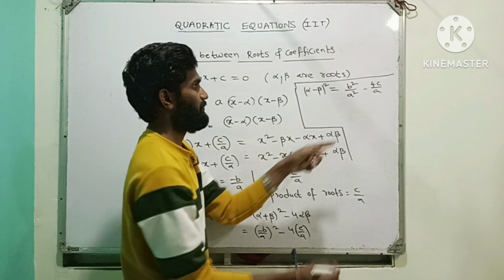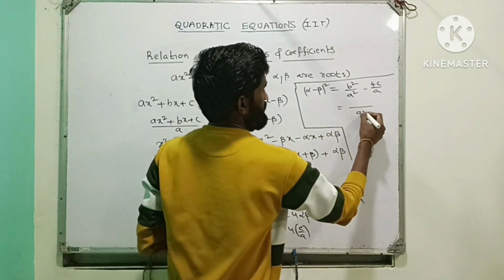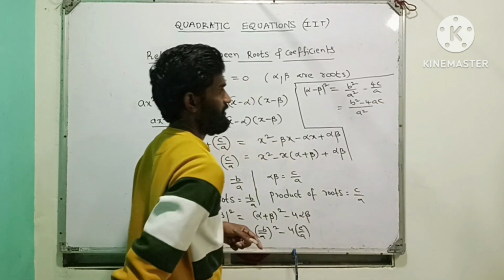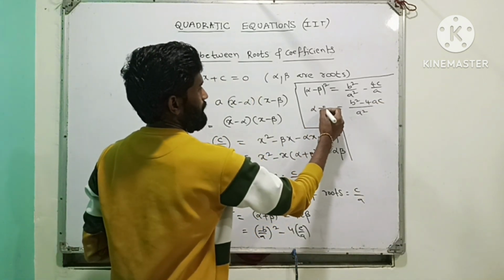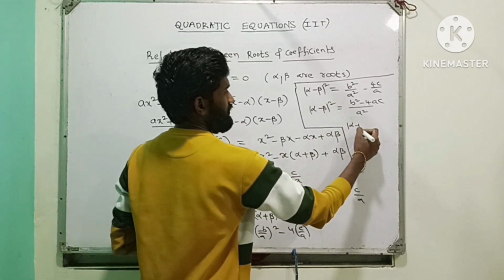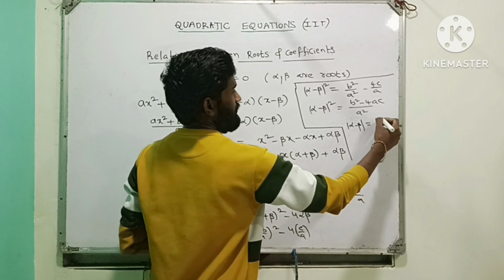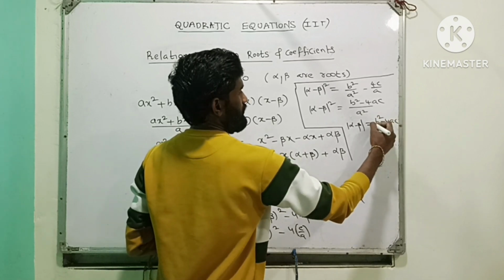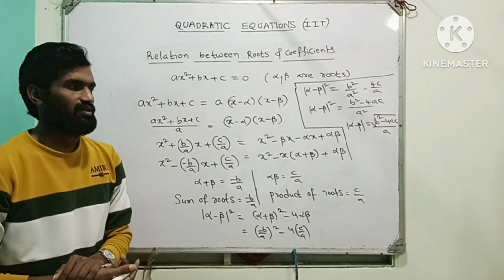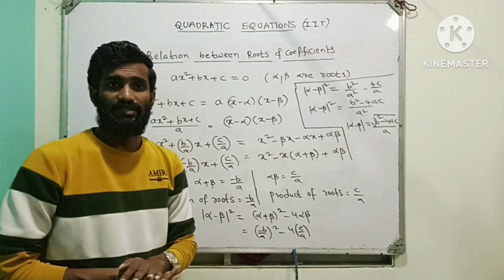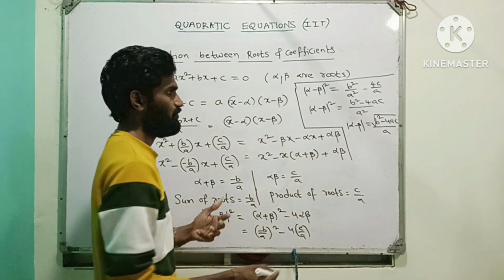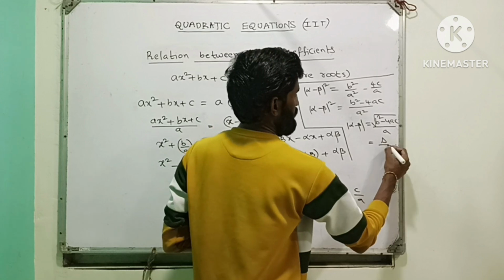Now if I take the LCM as a square, which is b square minus 4ac by a square, which is nothing but mod alpha minus beta whole square. But we want mod alpha minus beta, which is nothing but root over b square minus 4ac by a. So this is nothing but alpha minus beta. Later we'll discuss what root over b square minus 4ac is. Already we know root over b square minus 4ac is our discriminant.